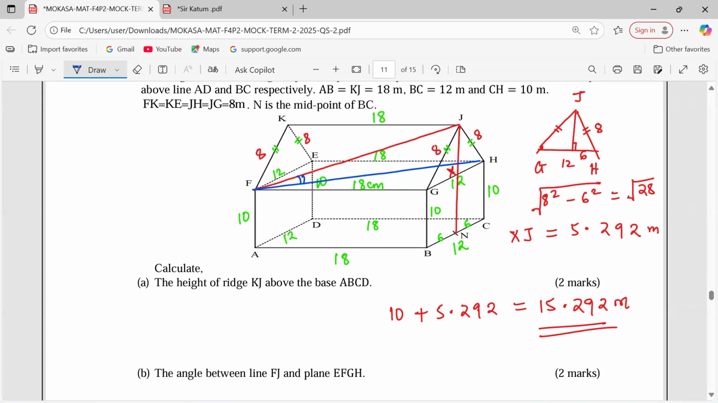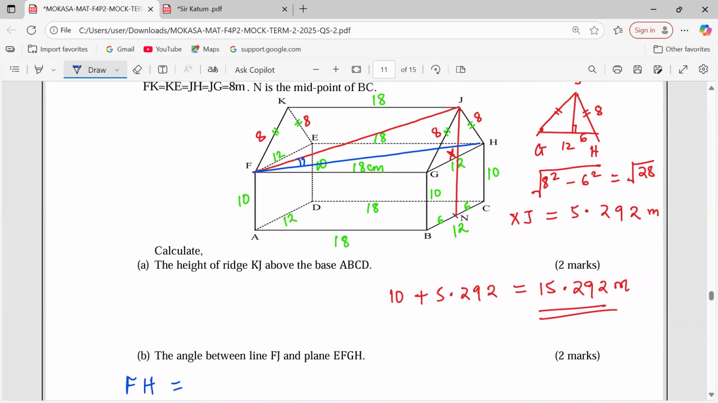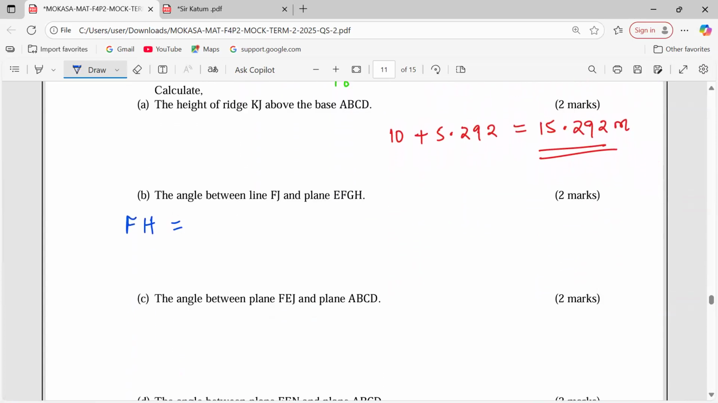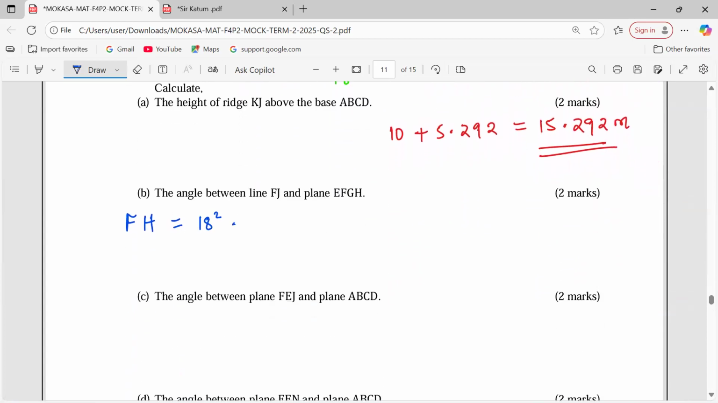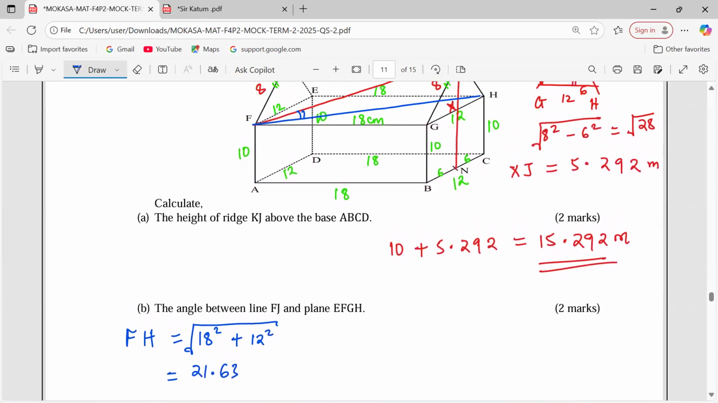So can we get FH? The length FH is going to be by Pythagoras theorem. We need to take 18 squared and 12 squared, the square root. This is going to be 21.63.